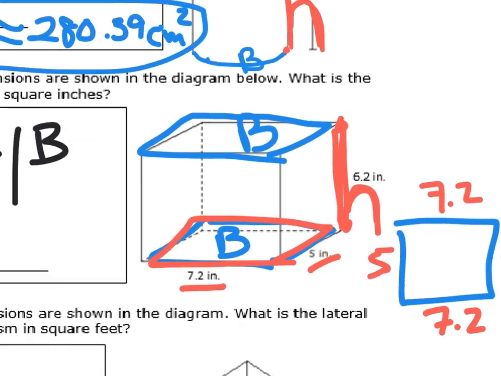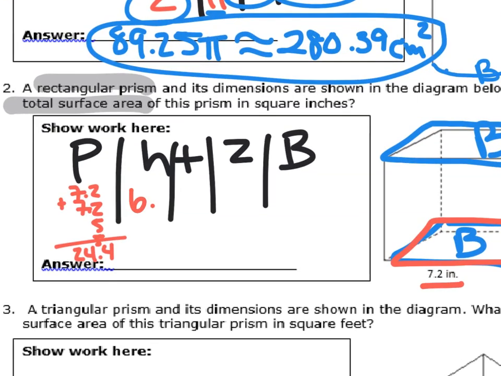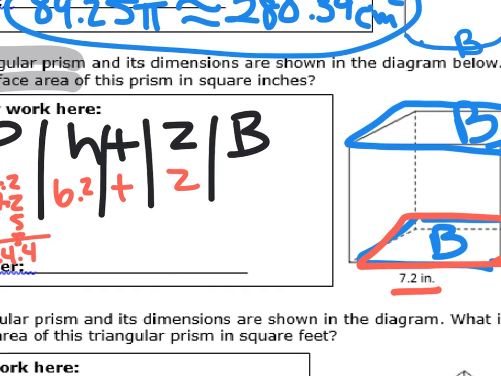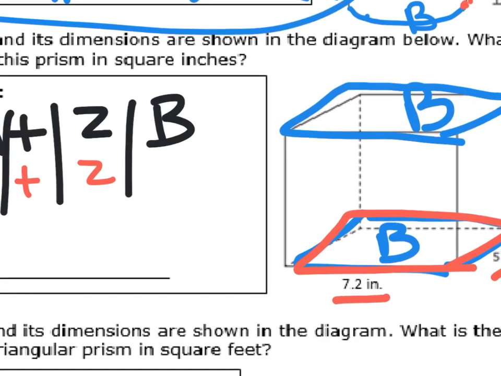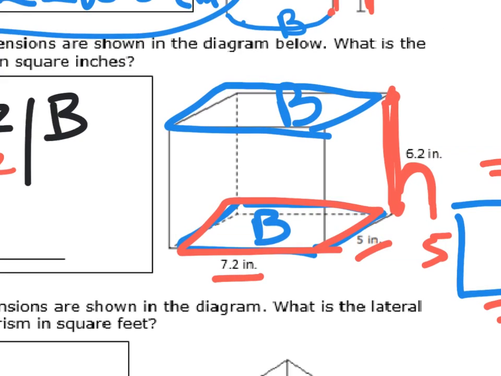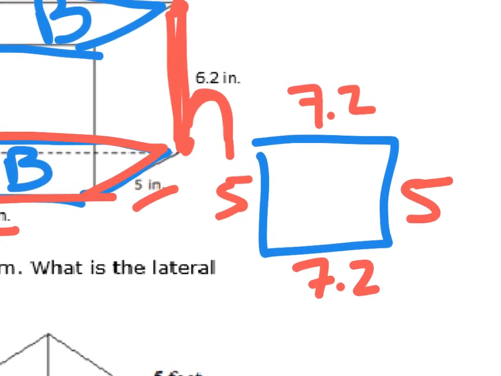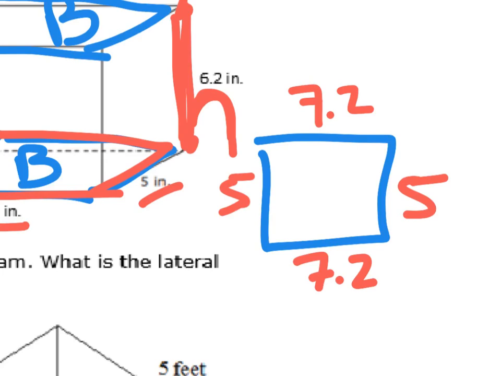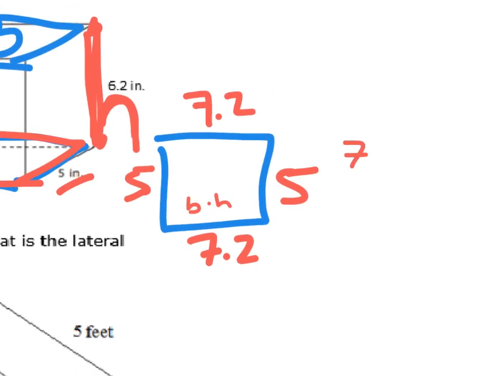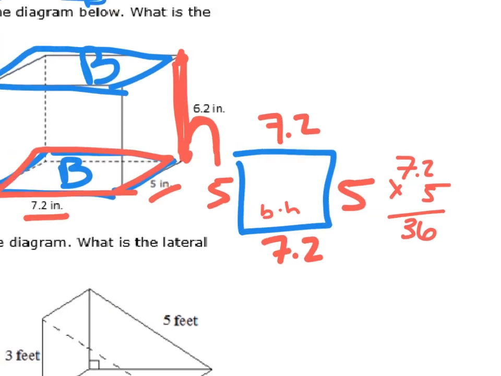H, my height, I have that labeled. Right here, we labeled it as 6.2, so we're just going to write 6.2. The plus is just a plus, the 2 is just a 2. Now capital B, we've been seeing capital B a lot these last couple weeks, and we remember capital B doesn't just mean the base, it means the area of the base. So what shape was my base? Well, my base was a rectangle. So the area of a rectangle is going to be little base times height. My base was 7.2, my height was 5, so we're going to multiply those. 7.2 times 5 in my calculator, and we end up with 36. So capital B is equal to 36.